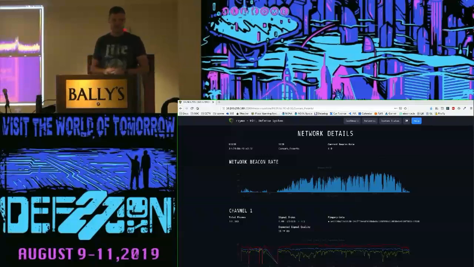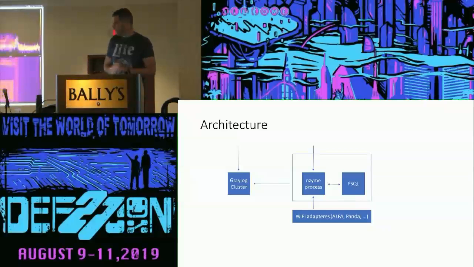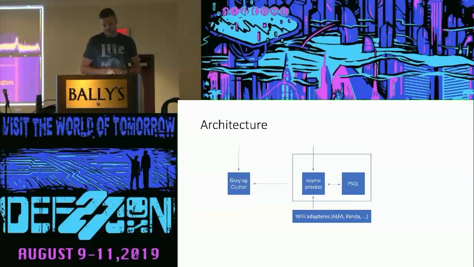The architecture in the end is pretty simple. You have the Nzyme process. That's the binary you're starting. That's connecting to a PostgreSQL database. That's where it's keeping state and also some information that it's using later for alerting. And then to whatever box this is running on, you're connecting at least one Wi-Fi interface that supports monitor mode.